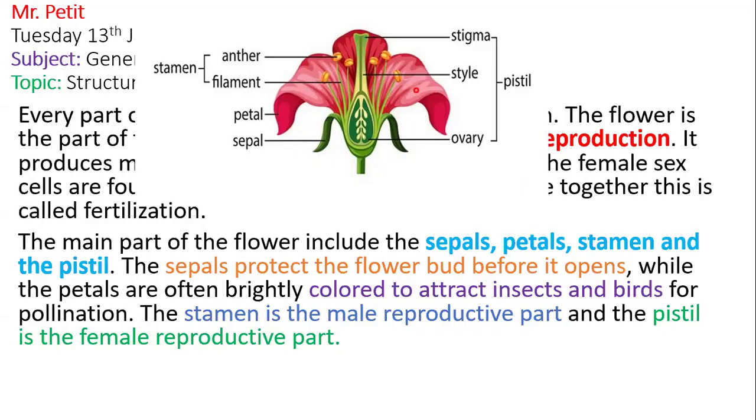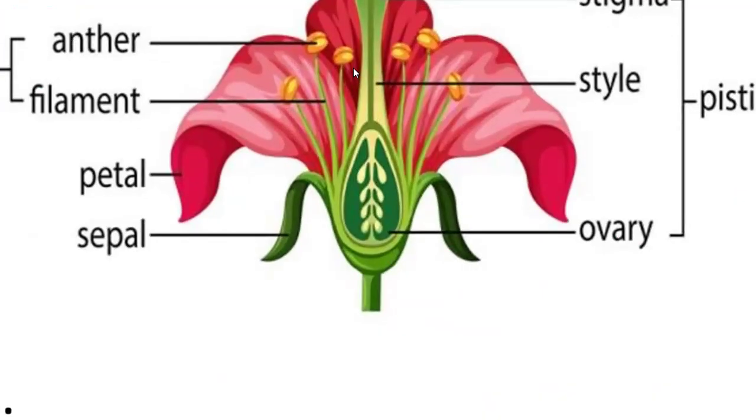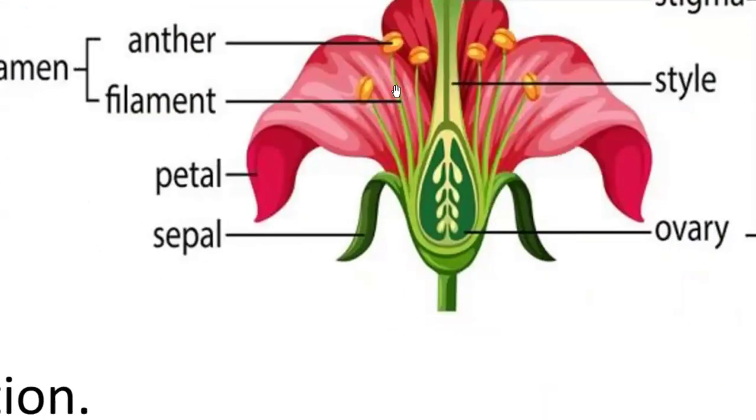Then we have the stamen. The stamen contains two parts: the anther and the filament. The anther is going to be this top part, like a bud-like structure. And the filament is going to be this long antenna that we have here.